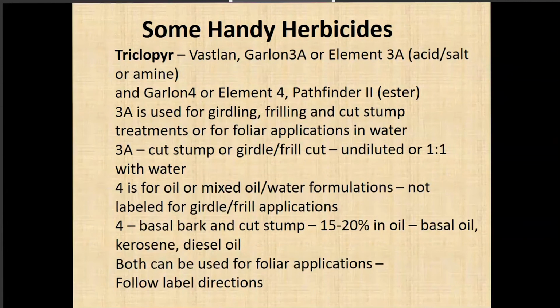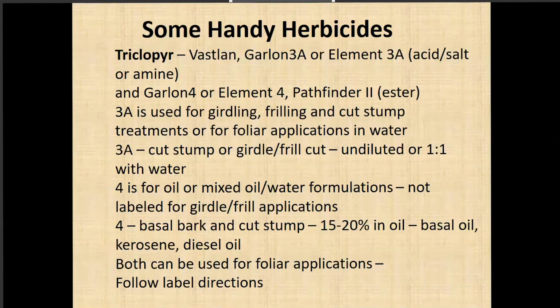Another material that we're using quite a bit in forestry applications now is triclopyr-based formulations. There are 2 different formulations of this. There's an acid salt or amine formulation that's water-based and used in water mixes. Vastlan, Garlon 3A, Element 3A, Triclopyr 3A are all trade names. This material is used for girdling, frilling, and cut stump treatments, and can also be used for foliar applications mixed in water. For the cut stump and girdle and frill cutting, we're typically using either the straight herbicide or cut with 50% water.